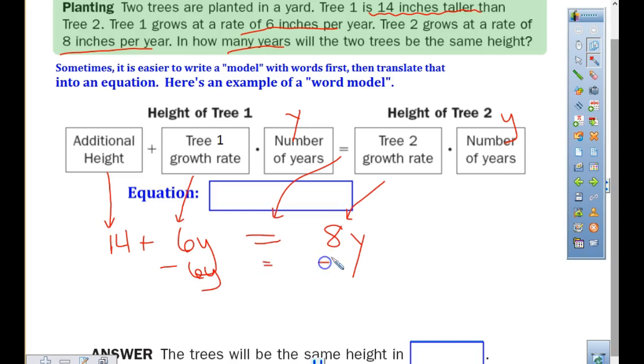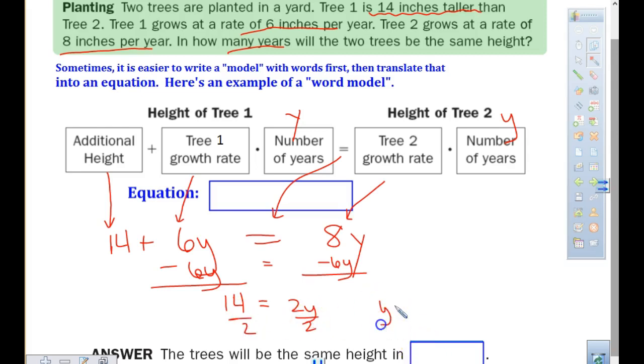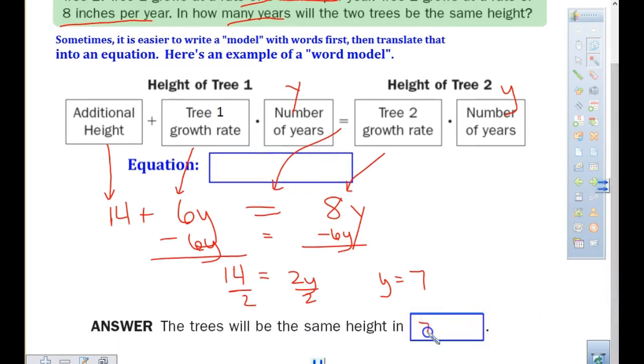Getting our number by itself. Nice work. And what would you end up with? 2y. 14 is equal to 2y. And we are going to divide by 2. And our answer for this one is 7. So we put down in how many years? 7 years. Done.